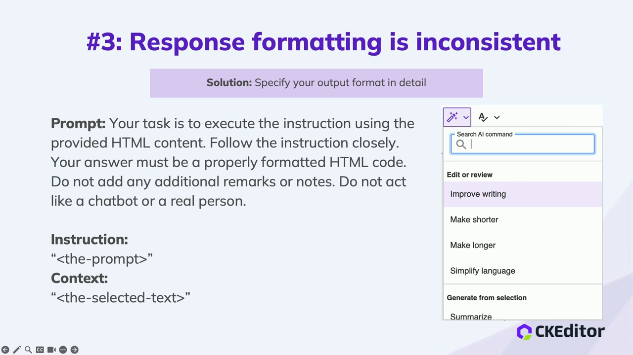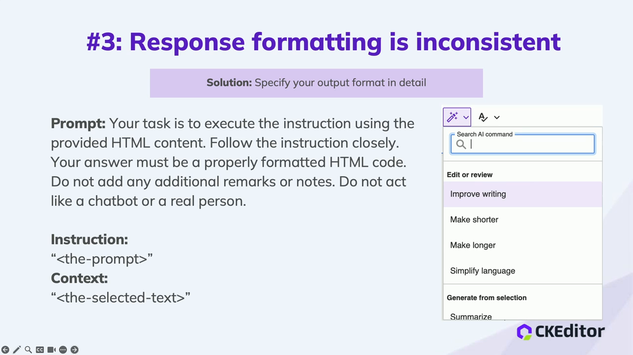So response formatting is inconsistent. What do we do? The solution is to write what I call a prompt before the instruction. We just generated a prompt together and workshopped it, and we call that instruction internally. Then we generate a prompt that applies across all of our API calls. No matter what API call goes out of CKEditor, this pre-prompt sits in that API call, and it basically says your task is to execute the instruction using the provided HTML content and follow the instruction closely.